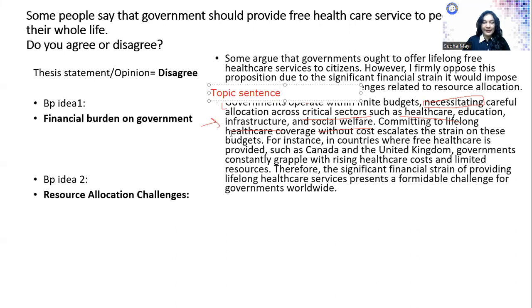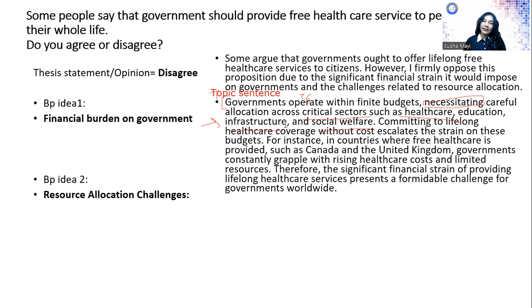So what is my topic sentence? Governments operate within finite budgets, necessitating careful allocation across critical sectors such as healthcare, education, infrastructure, and social welfare. This is very important. You can also write it as, to begin with, governments often have finite budgets, very fixed budgets, okay? And they have to allocate carefully to different critical sectors. Sectors means very important sectors like what? Healthcare, education, infrastructure, and social welfare.